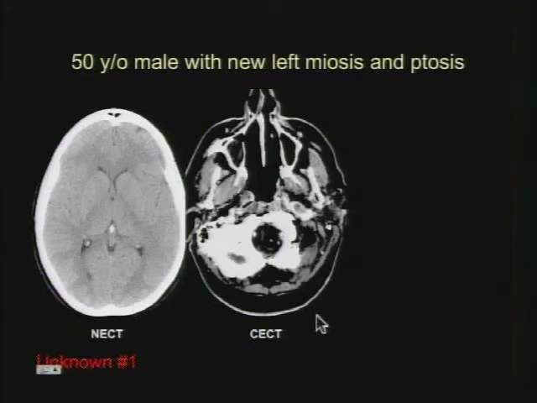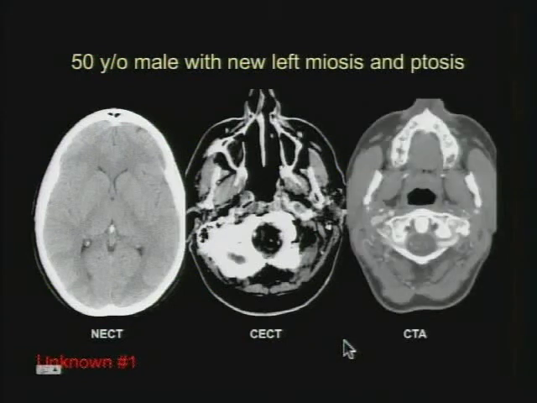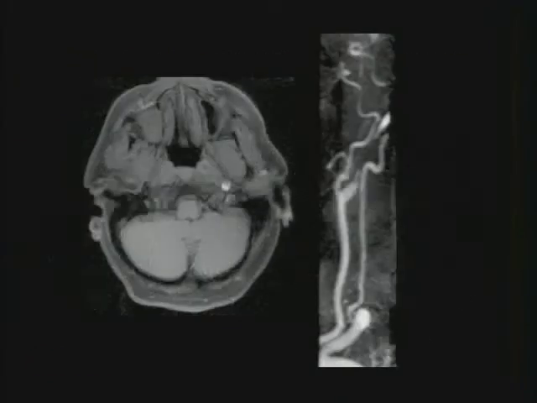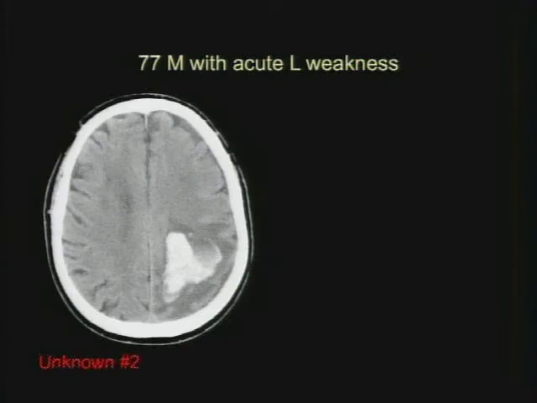You can see the finding on the contrast-enhanced CT, but very subtle. So here's the patient's CTA. It's the same patient. This is the patient's MR. So the next patient is a 77-year-old with acute left-sided weakness.